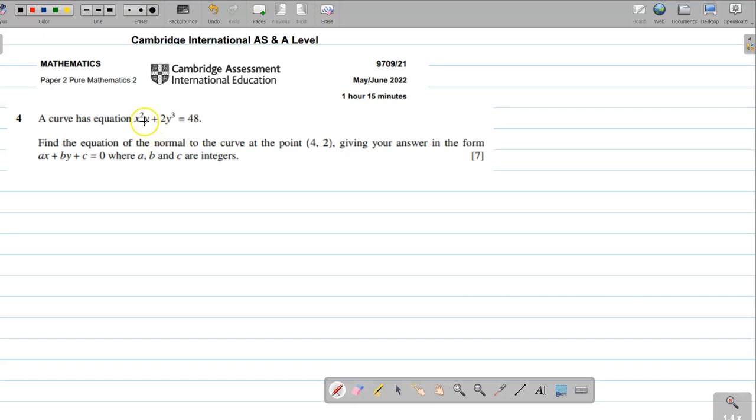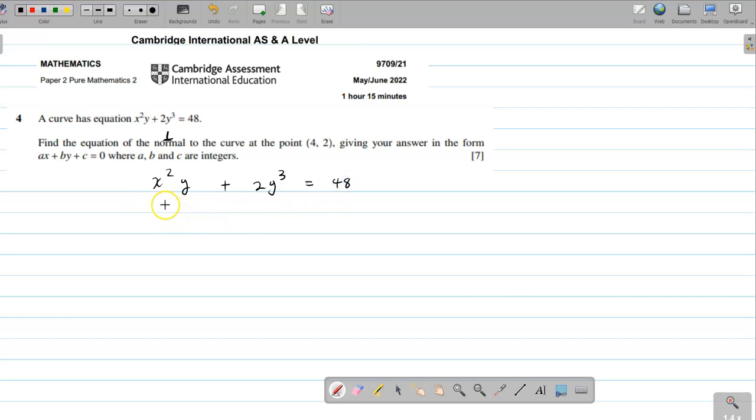Well, you have to first find the gradient of the curve, and you need to know that the gradient is perpendicular to the normal. So that's really important for you to note. So let's write the equation here anyway. So we have x squared y, and let us find the gradient of the curve.